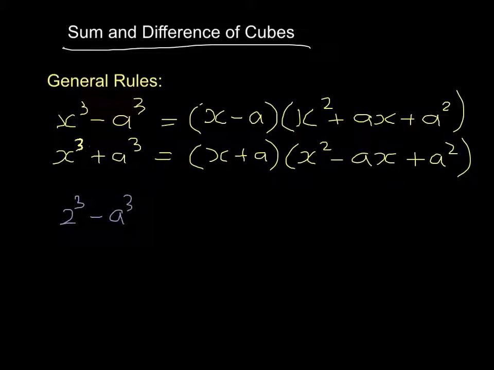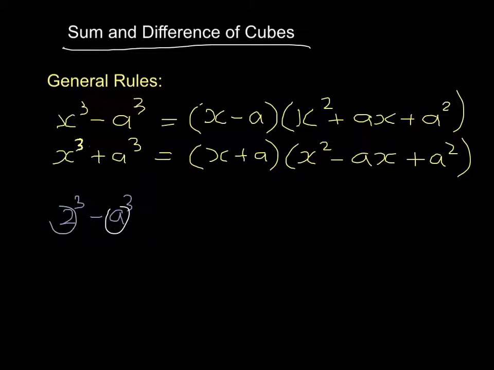And when we're doing this, we identify what I call the first bit, or the first term which is cubed. So in this case I'm looking at the 2. And the second bit we might identify as the a. Okay, so the first thing cubed, take away the second thing cubed, or it could be the first thing cubed plus the second thing cubed. When it's take away, it's a difference. When it's plus, it's the sum.